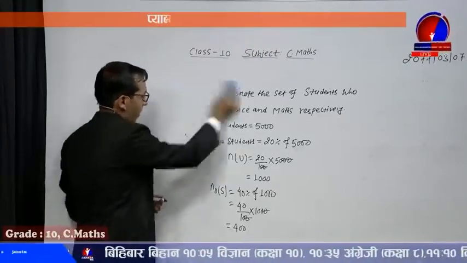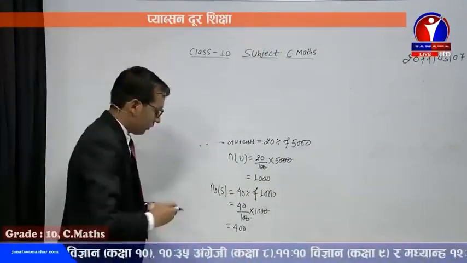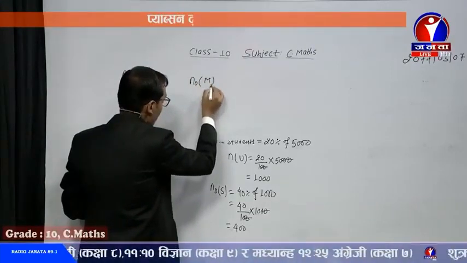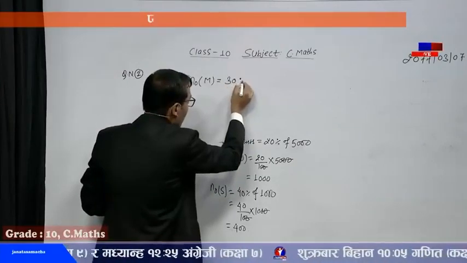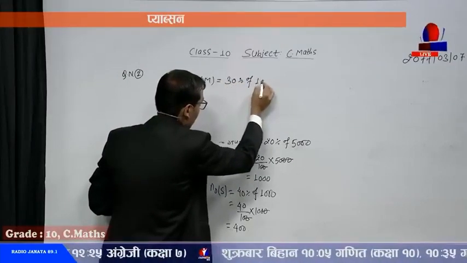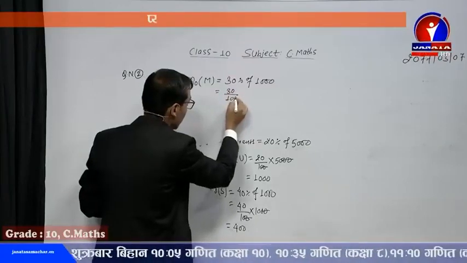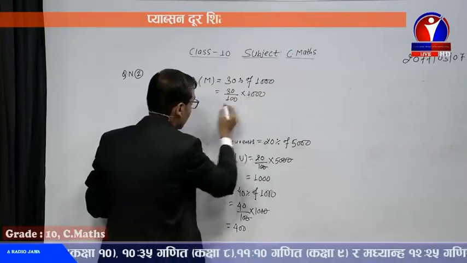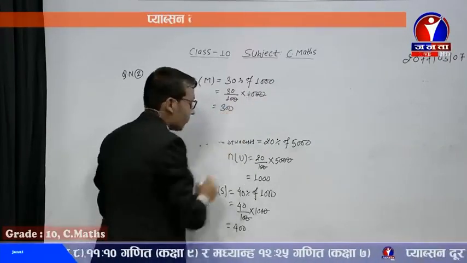So let me write this. What is n(only M)? n(only M) is 30% of 1,000. So 30 over 100 multiplied by 1,000. Let's cancel 2 zeros. It's 300.